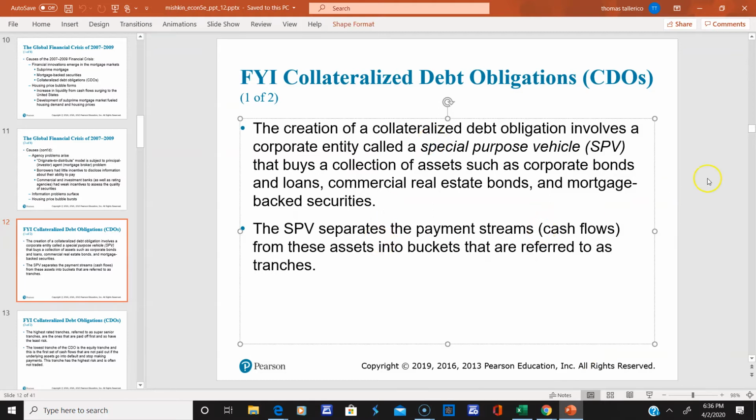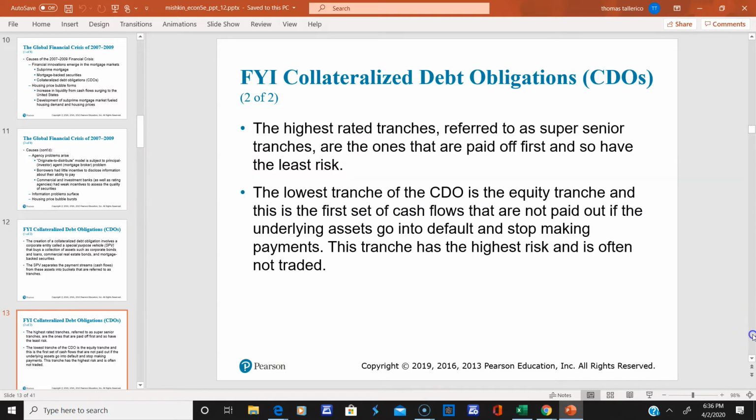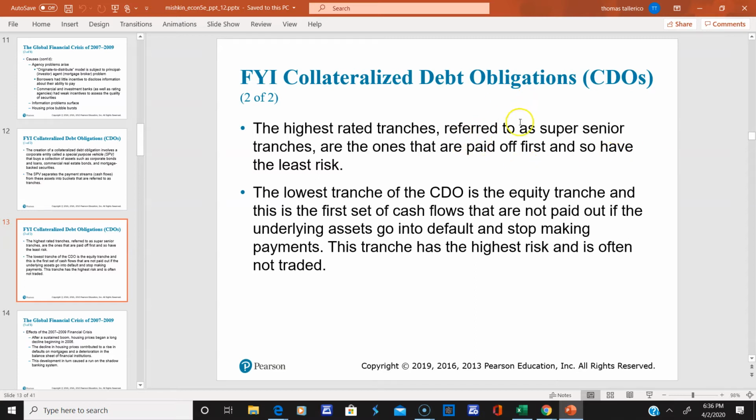So as you can see in those short clips, this is kind of what happened. The payments, the cash flows and the tranches dried up. It's a good representation of champagne glasses. So here you go. The highest rated ones, as we just saw in those little videos, the superior senior tranches, are the ones that are paid off first and so have the least risk. And then the lowest tranche of the CDO, as we saw, is the equity tranche. This is the first set of cash flows that are not paid out if the underlying assets go into default and stop making payments. So this tranche has the highest risk and is often not traded.